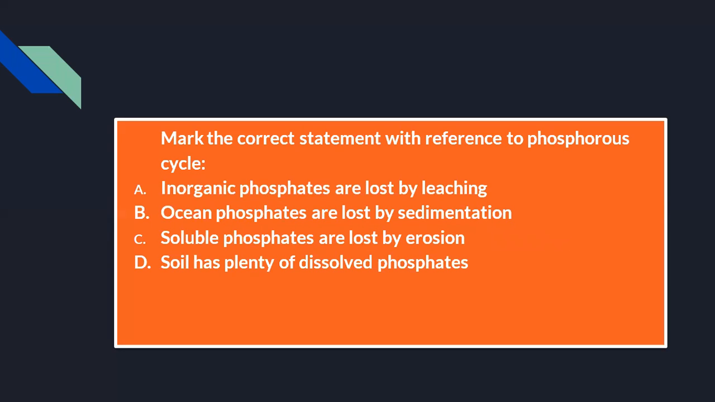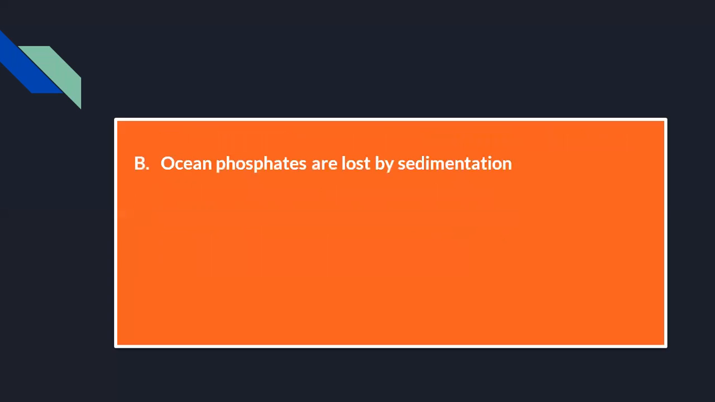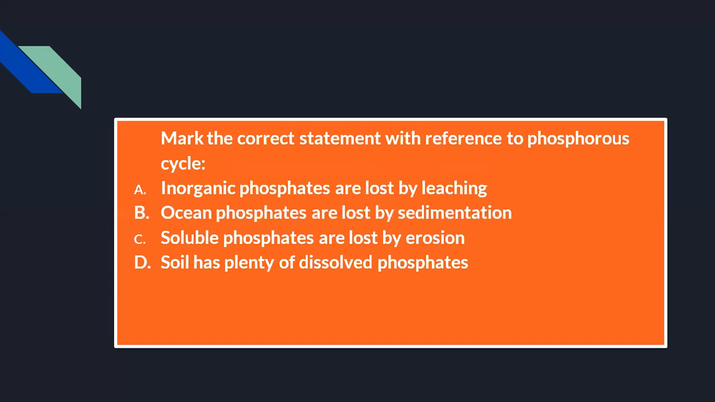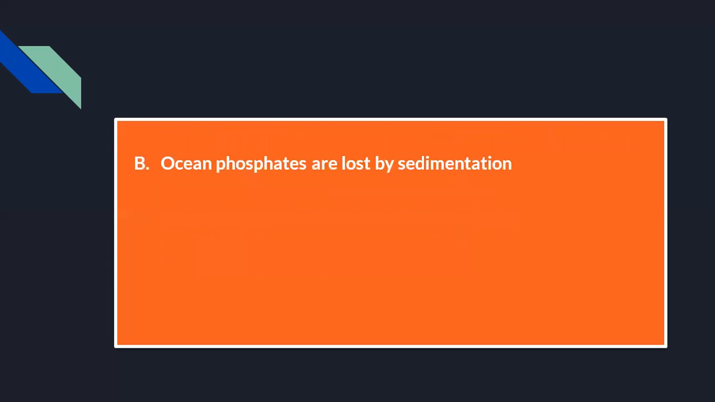You need to know the phosphorus cycle, then only you can answer the question. You take a screenshot. I am directly coming to the answer, that is, ocean phosphates are lost by sedimentation. So that is the correct statement with reference to the phosphorus cycle: ocean phosphates are lost by sedimentation.